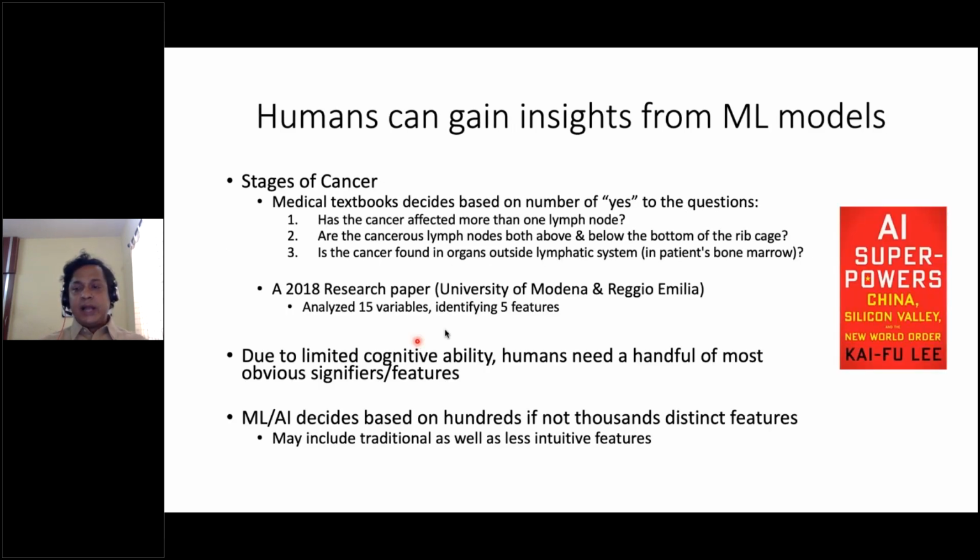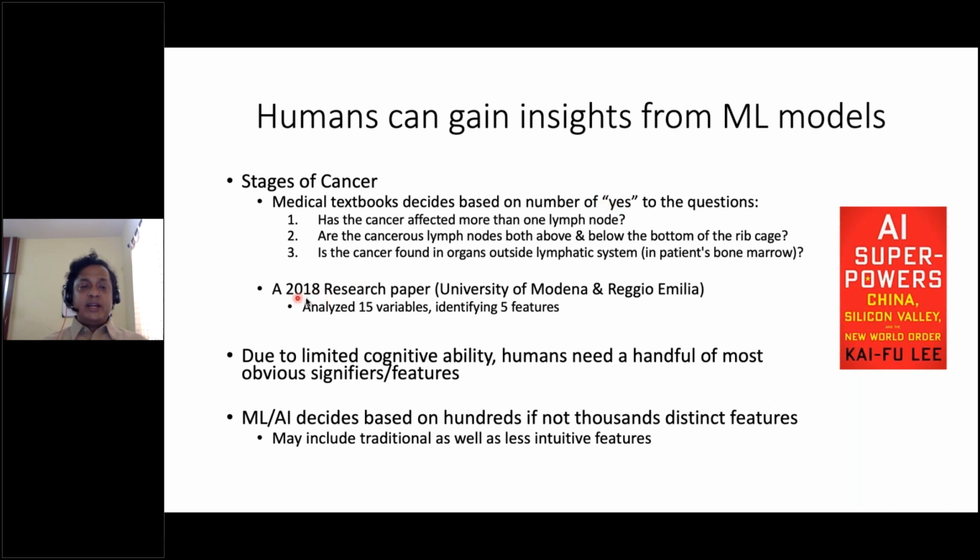So I read about it in a book called AI Superpowers by Kai-Fu Lee. The book is on a different topic, but what I want to share is the following. It looks like in medical textbooks, the stages of cancer are decided based on the number of yes answers to 3 questions. Well, I should say I am not a medical expert, I am not a doctor, so whatever I am going to tell is based on this book.